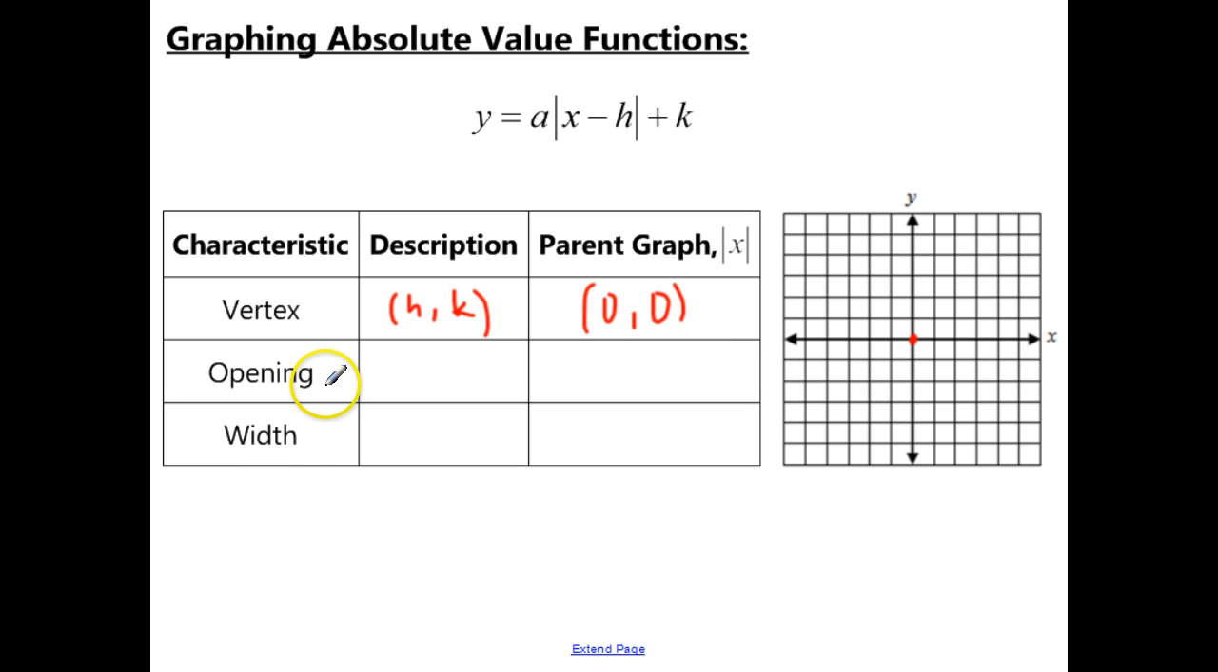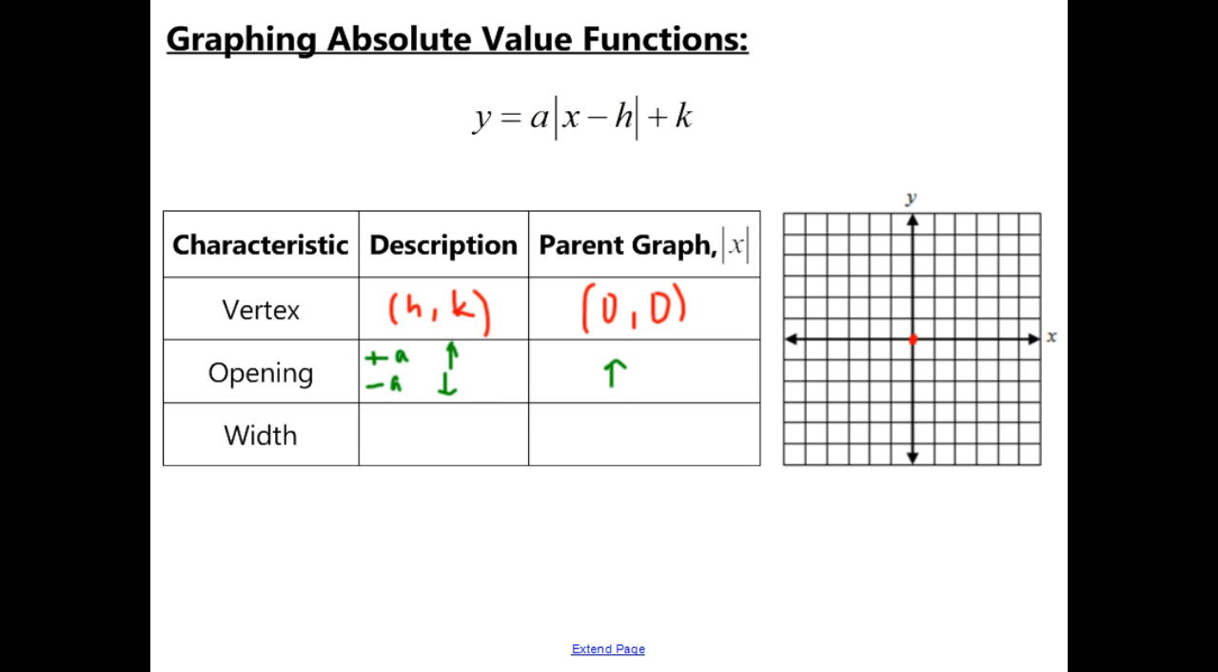Next, let's talk about the opening. The opening is going to be based on the letter A. If A is positive, it's going to open upward. If A is negative, it's going to open downwards. Okay? On the parent graph, it opens upwards.